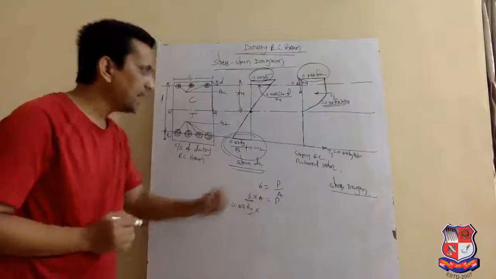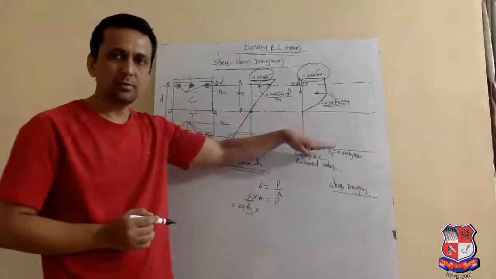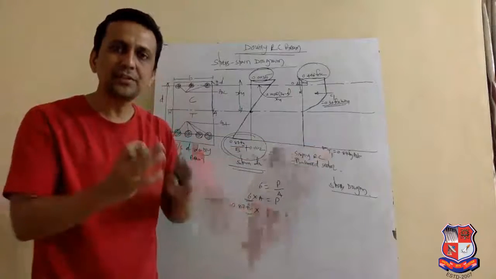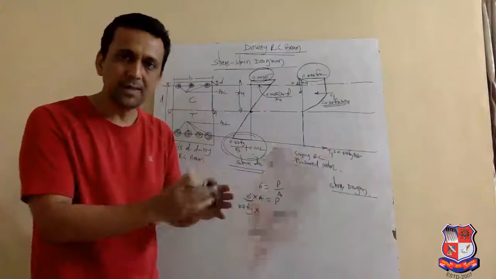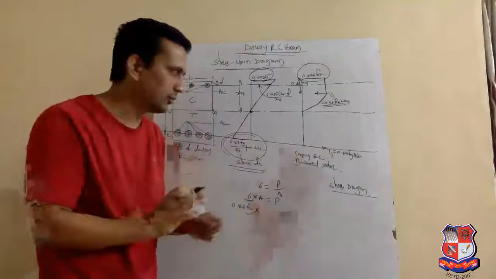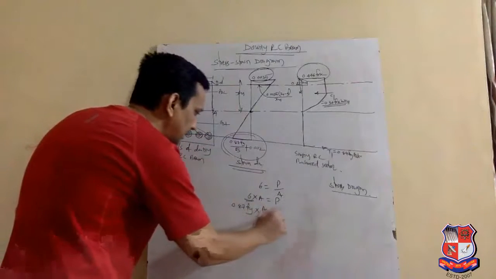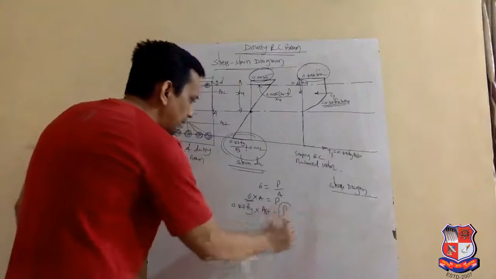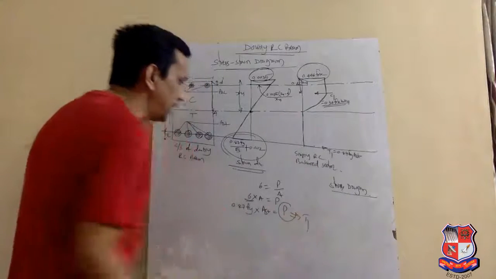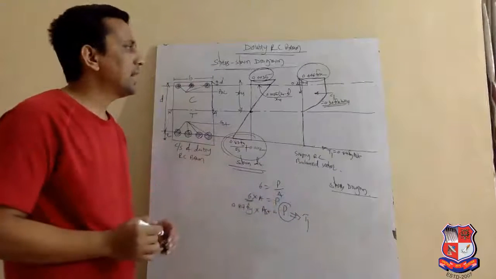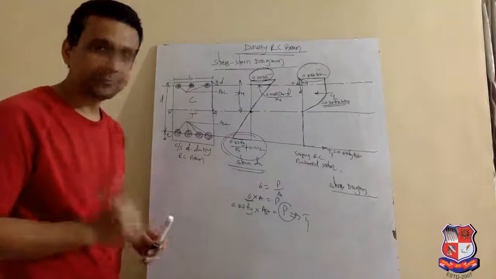And what about A? In the tension zone, we consider that all tensile force is due to the reinforcement that we have provided in the tension zone. It means the area is Ast, which is equal to P, and we denote P here as T1. So in this way, it comes to 0.87 fy Ast.